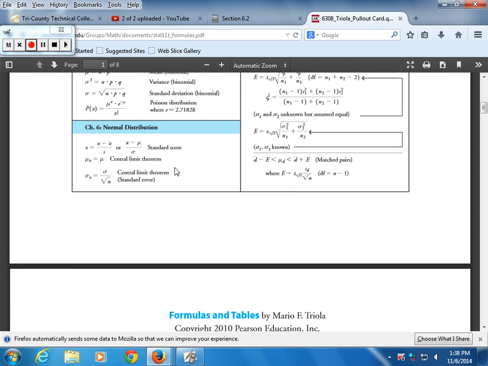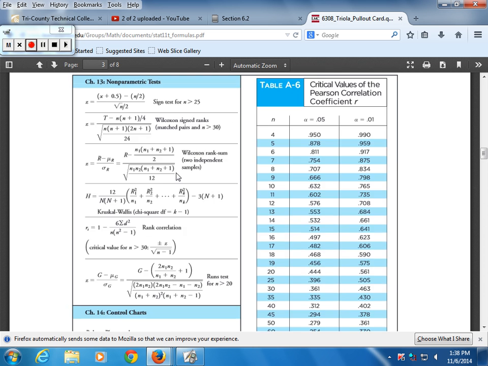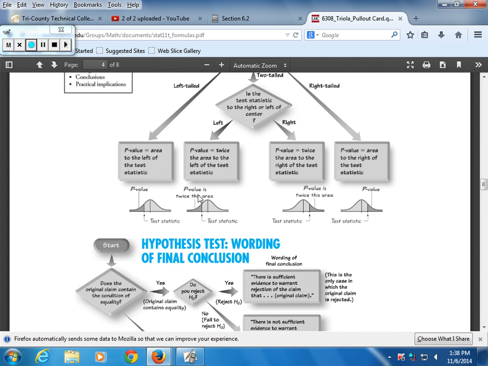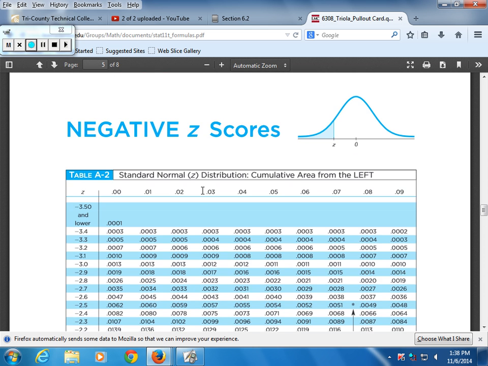Go to A2. And there's the 4th page. Go to 5th page. Page 5 and 6. If you just want to print out 5 and 6, that's fine also.